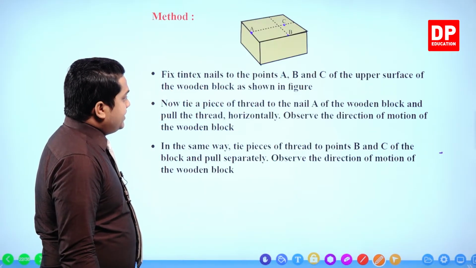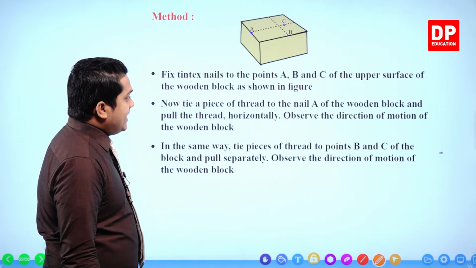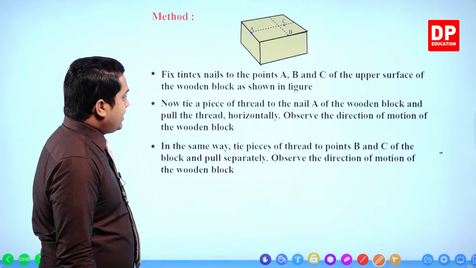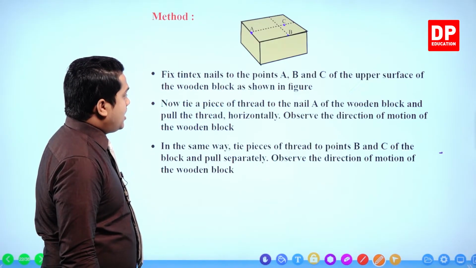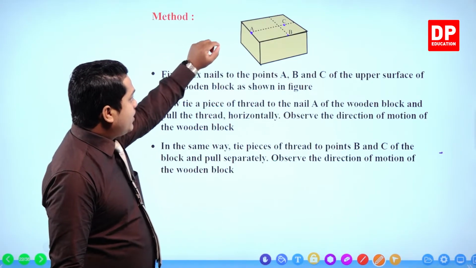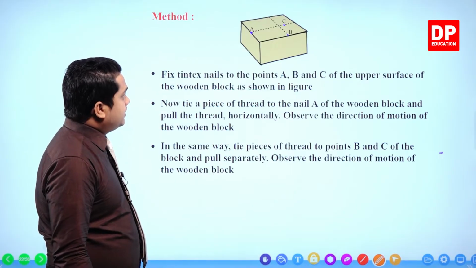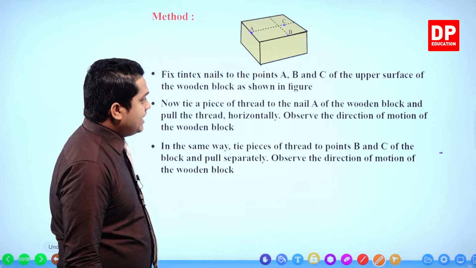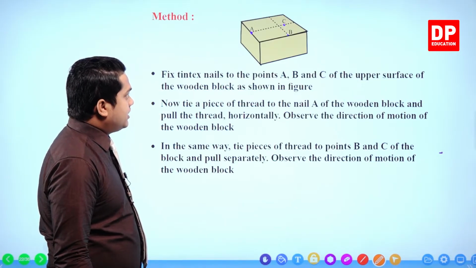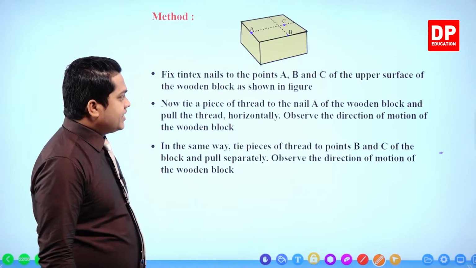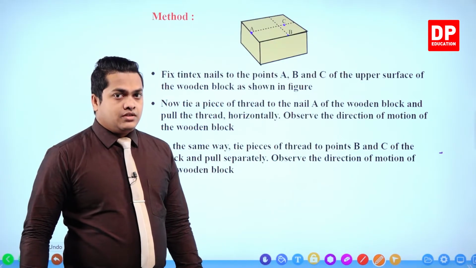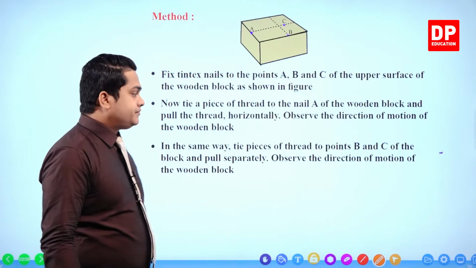Now tie a piece of thread to nail A of the wooden block and pull the thread horizontally. You have to tie a piece of thread on nail A and pull that thread horizontally. Observe the direction of motion of the wooden block.